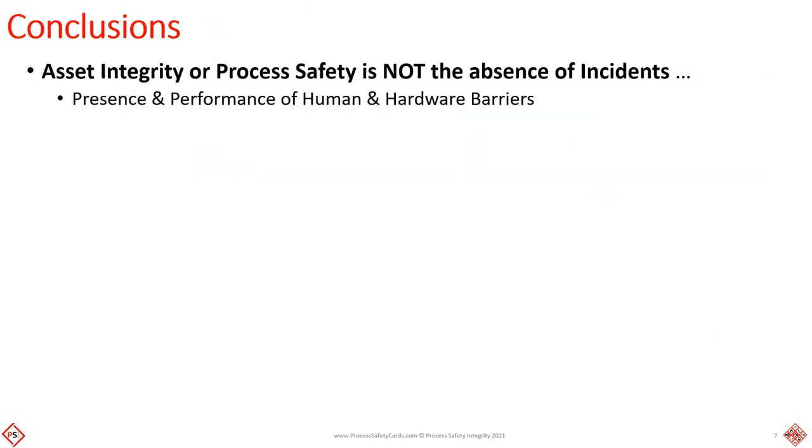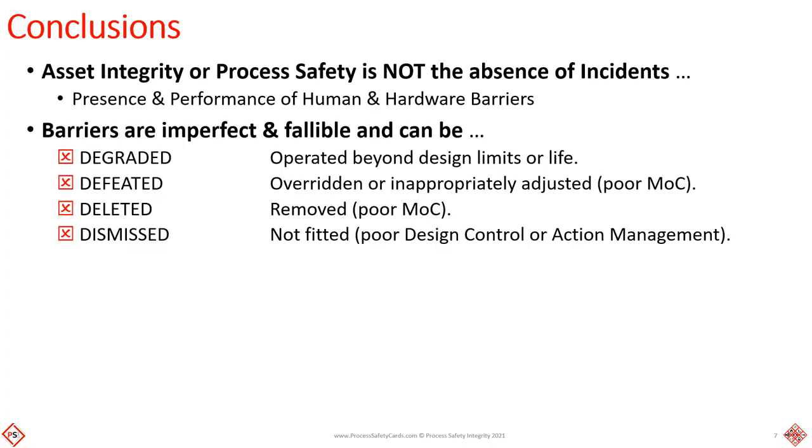Asset integrity or process safety is not the absence of incidents. It's the presence and performance of human and hardware barriers. Barriers are imperfect and fallible. They can be degraded, operated beyond design limits or design life, defeated, overridden, or inappropriately adjusted due to poor management of change, deleted, removed due to poor management of change, or dismissed, not fitted due to poor design control or poor action management.